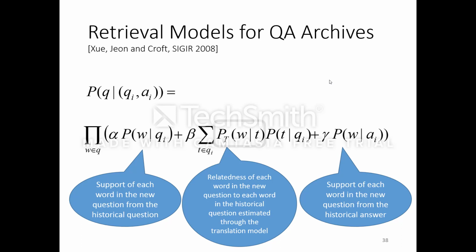So hope this is clear. We are relaxing the assumption that the same word should appear in the historical question or the answer, and instead saying that a related word, as estimated by the translation model, if it appears, then well and good. We'll credit that to the score. Okay, so here I'm using a slightly simplistic version of the scoring model that they use, but this captures the spirit of the scoring model.